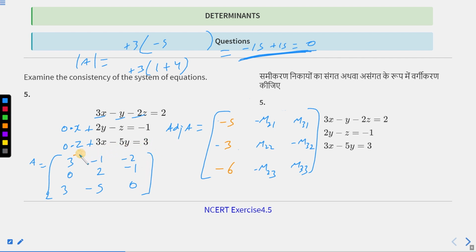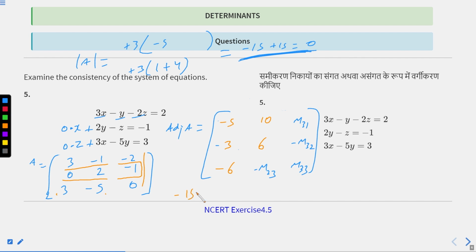So far so good. Now second row and first column, this will be eliminated. This will be 0 minus 10, so it will be plus 10. Now second row, second column: this is 0 minus 6, and 0 minus minus 6 means plus 6.